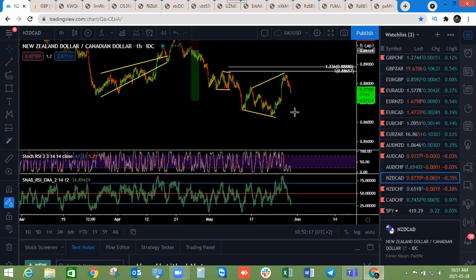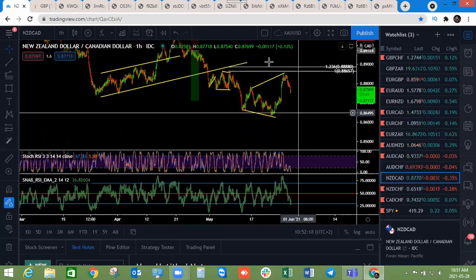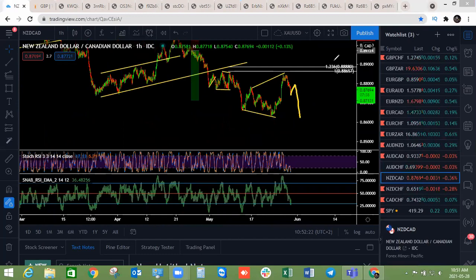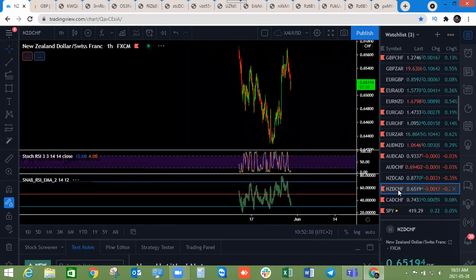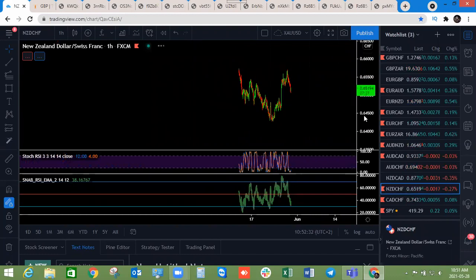New Zealand CAD. Now, New Zealand CAD, look for 1 hour pullbacks here. Look for 1 hour pullbacks. It has made this nice expanding flat. We'll be looking for this. Oil strength is back, so all the pairs with a CAD as the code should start pushing lower.